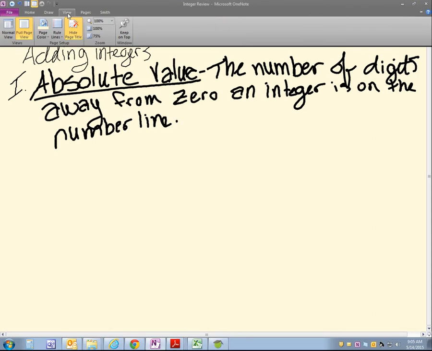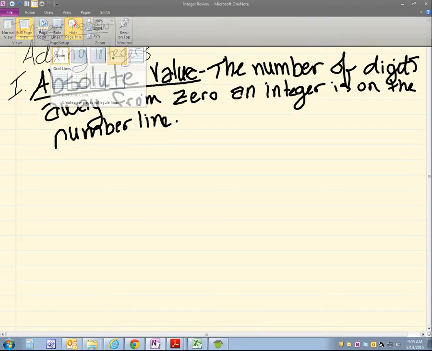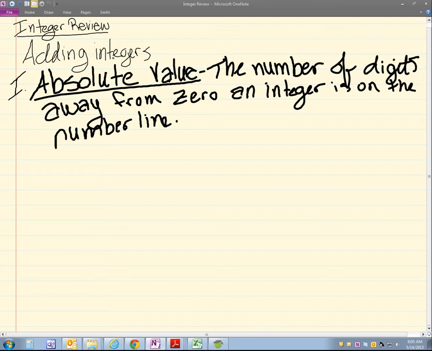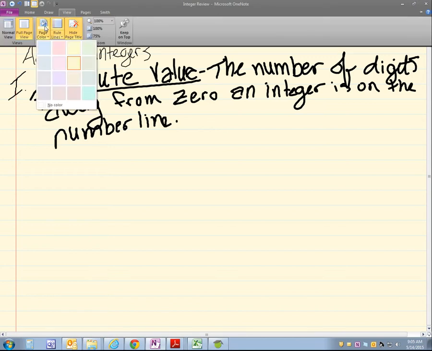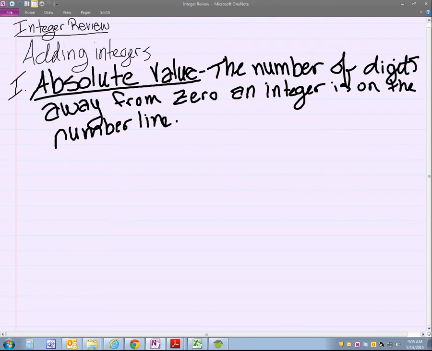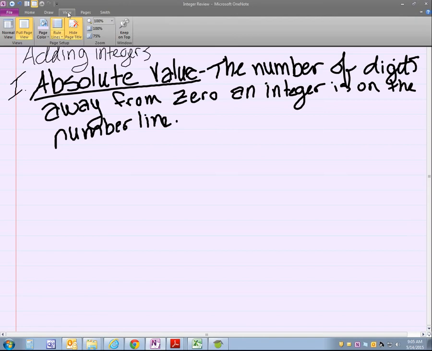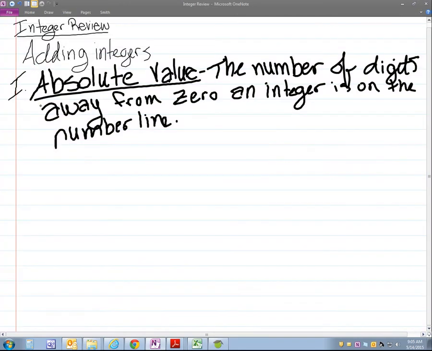Let's see, I'm going to change the view. We're going to make it purple. But I can't see the lines that way. Can you see it on YouTube? No, you can't see it. I might just have to go white.